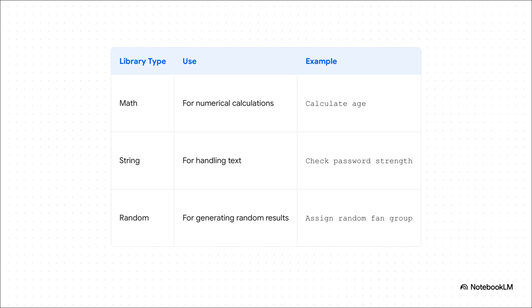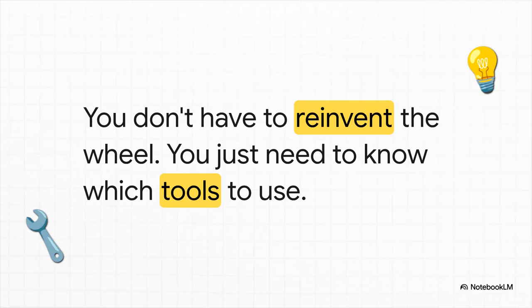So let's just lay out the tools we collected today. We grabbed the math library to do all our number crunching. We used the string library to handle all the text, like checking those passwords. And we picked up the random library for any time we needed a fair, unpredictable result. Ultimately, being a powerful programmer isn't always about writing mountains and mountains of original code. A lot of the time, it's about knowing what tools are in your toolkit and when to use them. You don't have to reinvent the wheel. You just need to know which power-ups to grab.